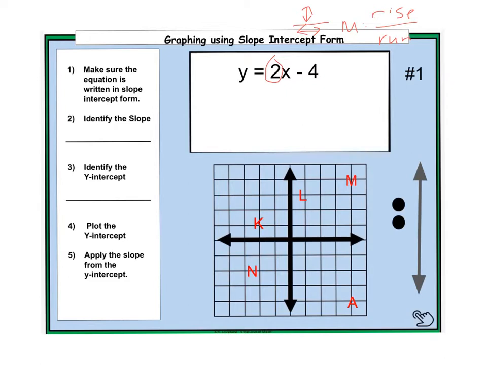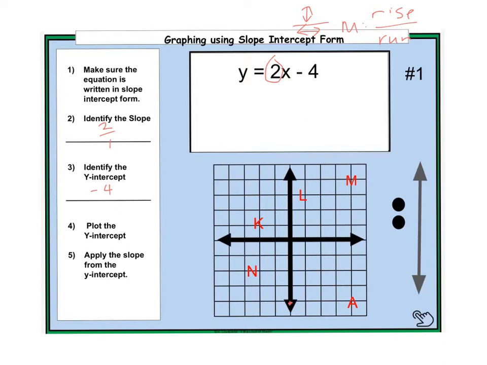So on this one, identify the slope. Slope is 2 over 1. The y-intercept is -4. So to start this, we always start with the y-intercept. So I would go 1, 2, 3, 4, -4. So I'm going to start right there. And what I do at -4 is I put a dot.